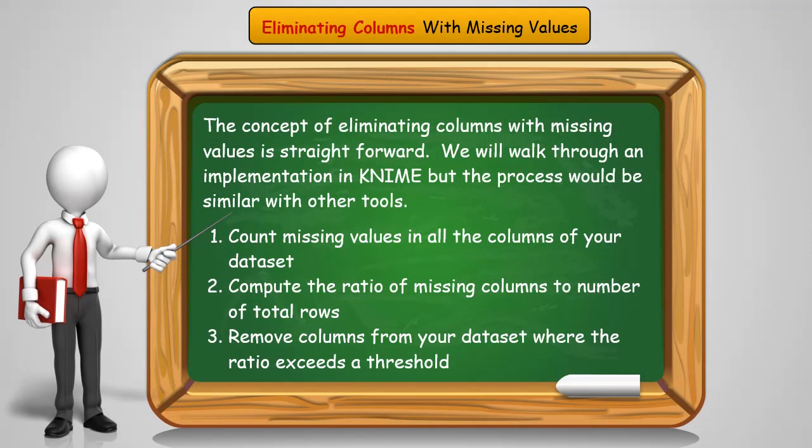The concept I'm going to show you is very straightforward, and we're going to walk through it in Knime, but the process would be similar in other tools. Count the number of missing values in all the columns of your data set. Then compute the ratio of missing values to the number of total rows. Remove the columns of your data set where the ratio exceeds the threshold. And the trick is computing that threshold. What is the optimum threshold? And that's what I'm going to use Knime for. So let's go ahead and put together a Knime example that tries various thresholds and loops through them all, attempting to find the optimum value.